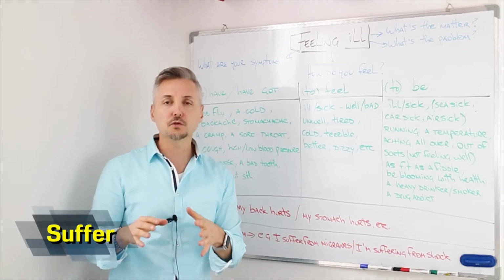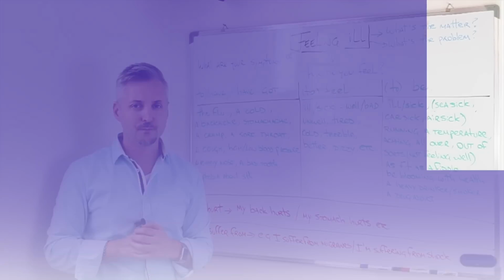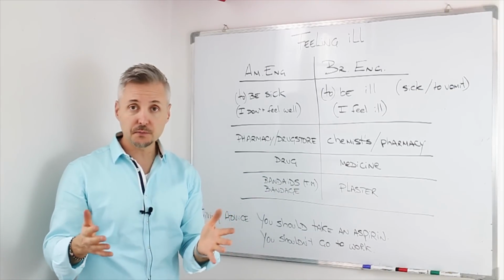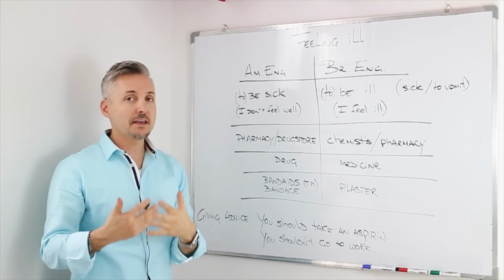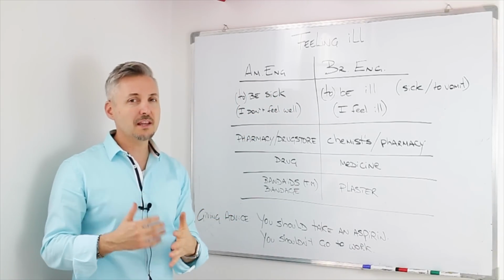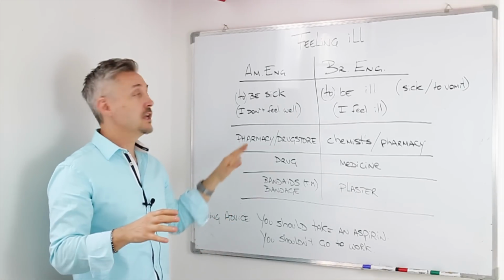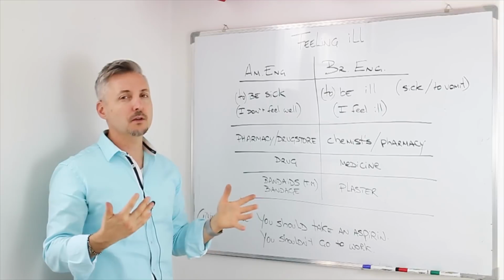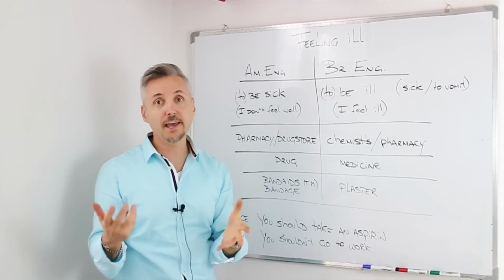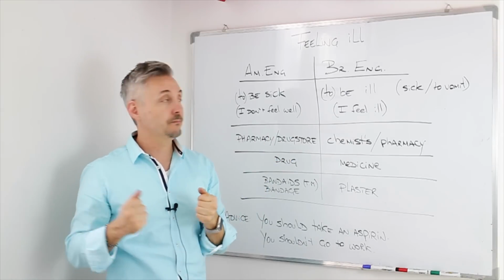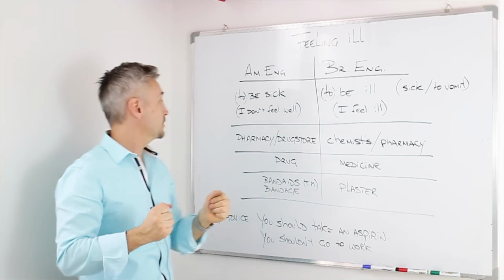So let's look at the difference between British English and American English. In American English, you can say I am sick, but it can also mean that you're going to vomit, you're going to throw up, okay? So be careful. I advise you to say I don't feel well. It's like in British English, I feel ill, or I am ill. So remember, sick can also mean to vomit.